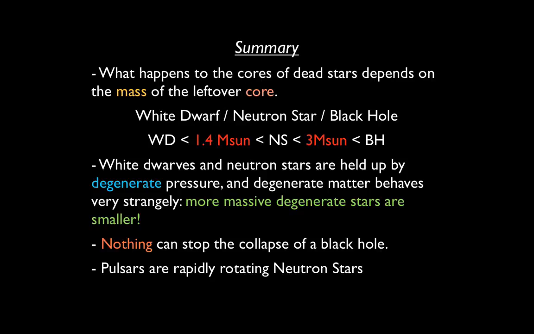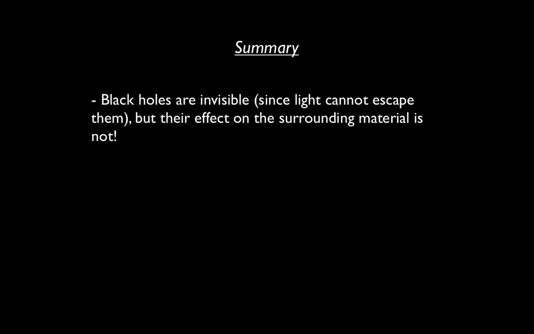Degenerate matter behaves very strangely. The more massive a degenerate star is, the smaller it's going to be. We also learned that pulsars are rapidly rotating neutron stars. And we learned that black holes are invisible, since light cannot escape them, but that their effect on the surrounding material is not.